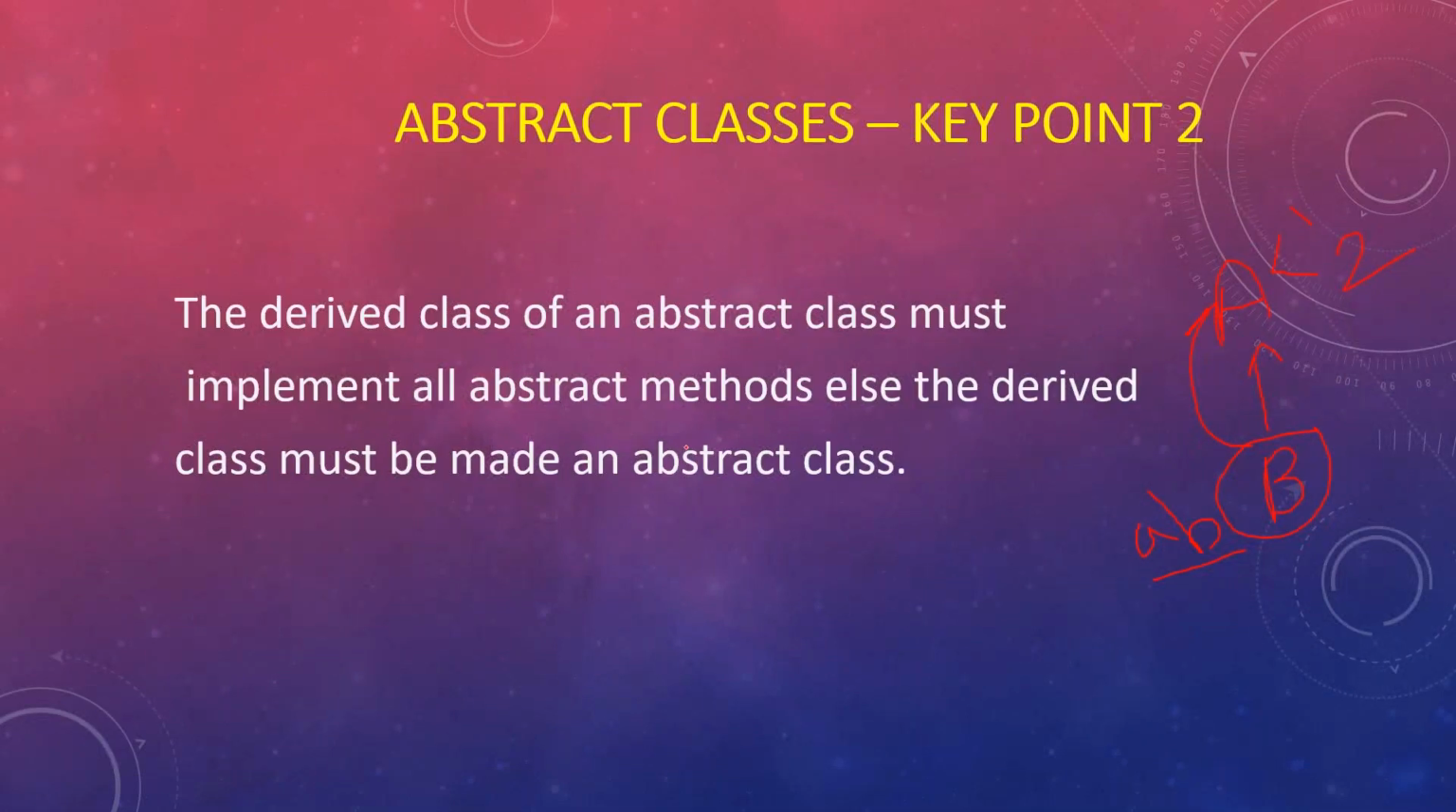You please read this point. The derived class, which is B here, a derived class of an abstract class, must implement all the abstract methods. ఏం చేయాలి? derived class లో మనం అన్ని abstract methods కి definitions ఇవ్వాలి. లేదా ఇవ్వకపోతే, the derived class must be made an abstract class. నువ్వు ఇవ్వలేదా ఆ క్లాస్ కూడా abstract అని రాయి. అలా అయినా చెయ్యి, ఇలా అయినా చెయ్యి, ఏదో ఒకటి చేయాలి.